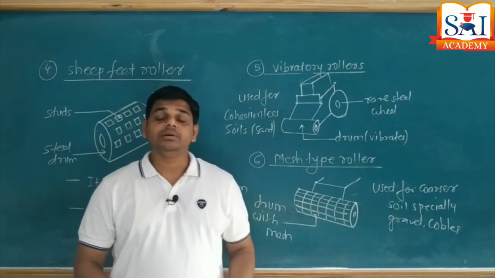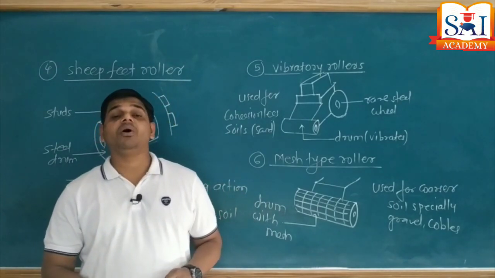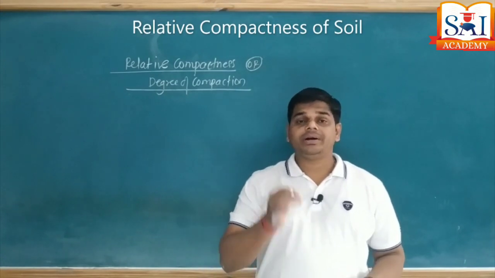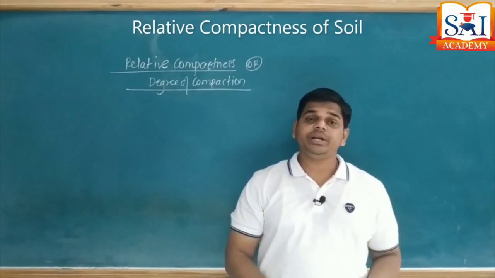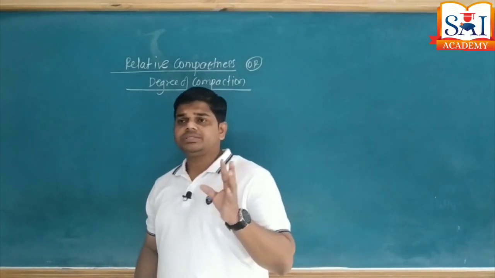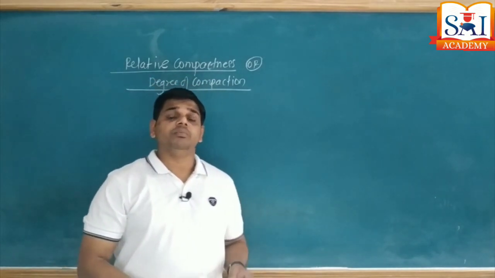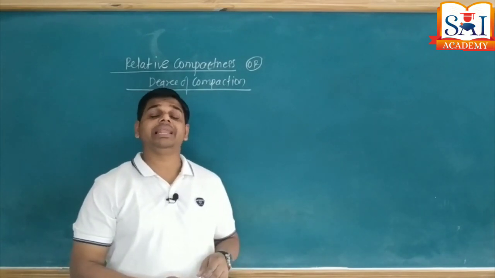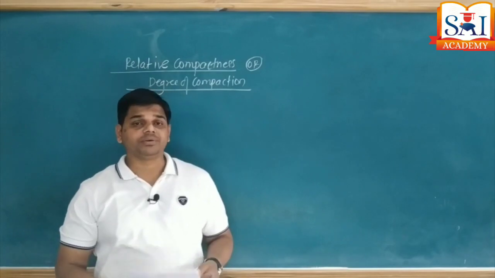Let's move to the next concept, that is relative compactness or degree of compaction in the field. Relative compactness or degree of compaction is used to verify the achievement of compaction in the field. It is very simple, because before we conduct compaction in the field, we have the results of compaction of the soil in the laboratory, using either the standard Proctor test or the modified Proctor test.